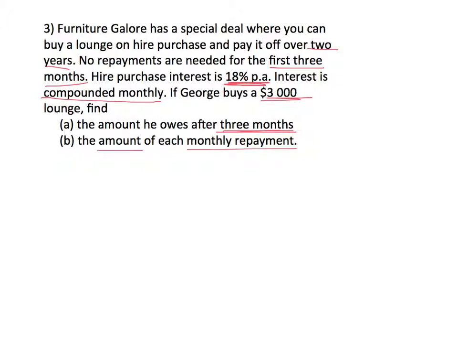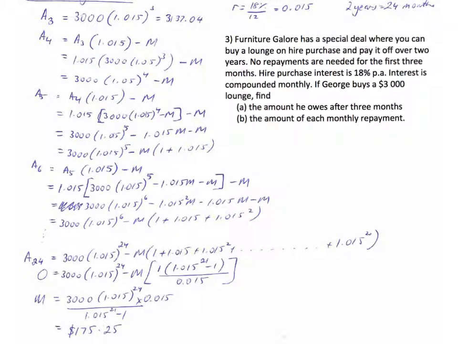Now, even though they are saying no payments are required for the first 3 months, what's happening is that interest is still accruing over those 3 months. That's why the question says for part A, how much does he owe after 3 months? He doesn't still owe $3,000. He owes the $3,000 plus the amount of interest for those first 3 months. Okay, so let's have a look.